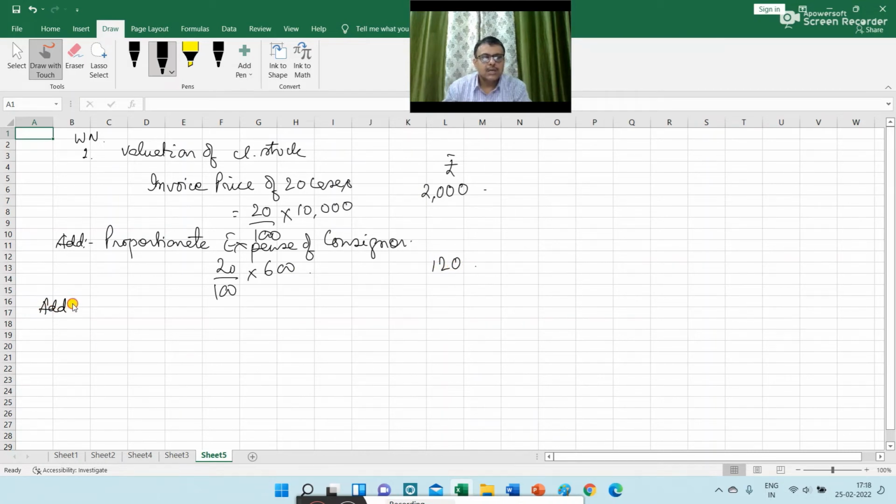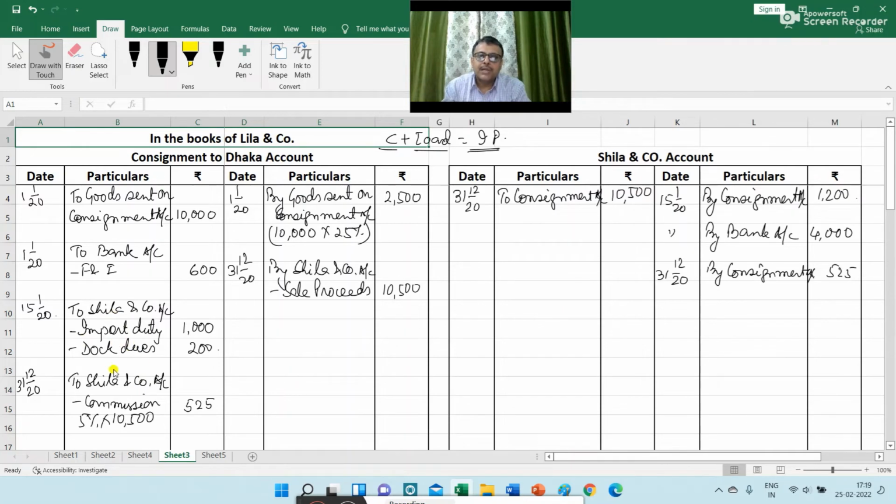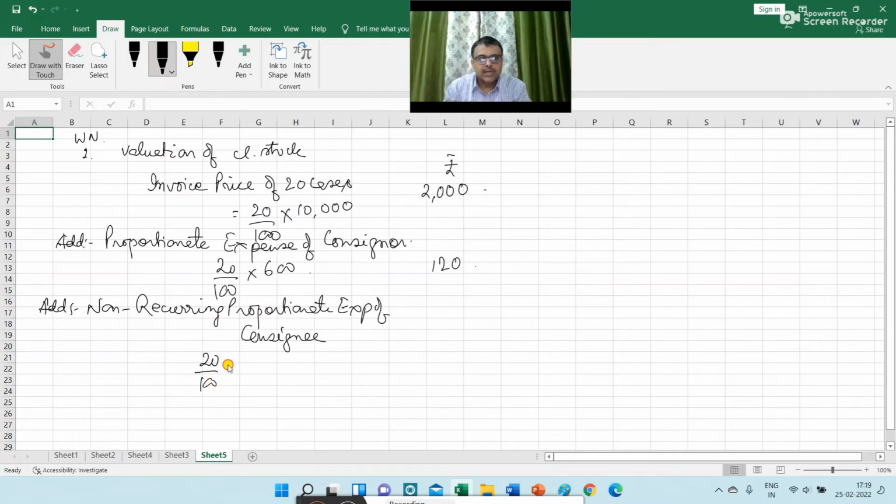Add non-recurring proportionate expense of consignee. Now you can see that both the import duty and dock dues are non-recurring expense. So I am writing 20 by 100 into 1200. So this is equal to 240. So the invoice price of closing stock is 2,360.